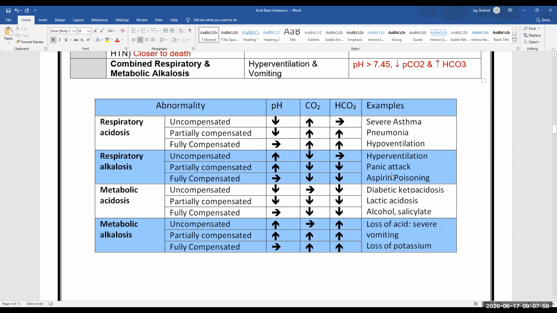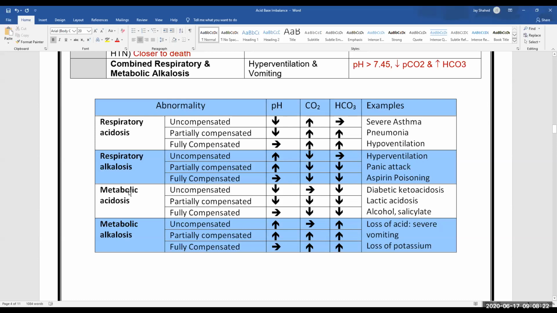This is tricky, by the way, the aspirin. I'll talk about it in a second. At the beginning it can give you alkalosis because of the reaction that you're hyperventilating. And then you go into acidosis because aspirin is what? An acid. So we'll look at aspirin in a second here.